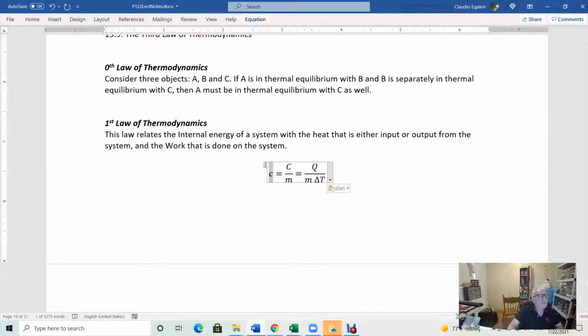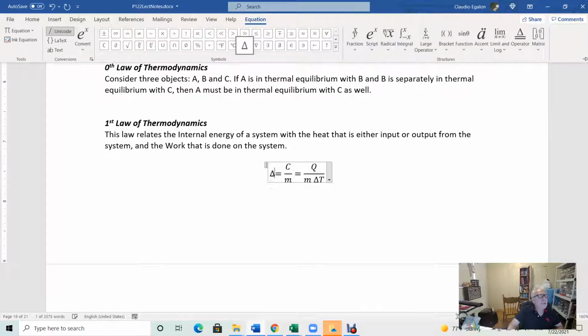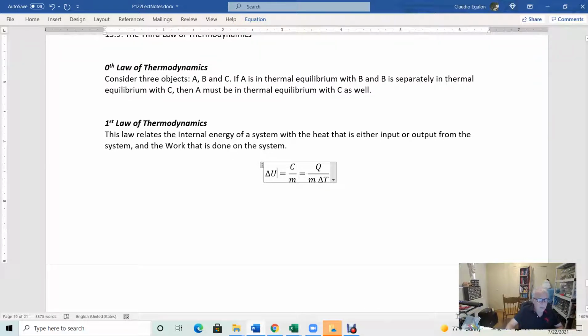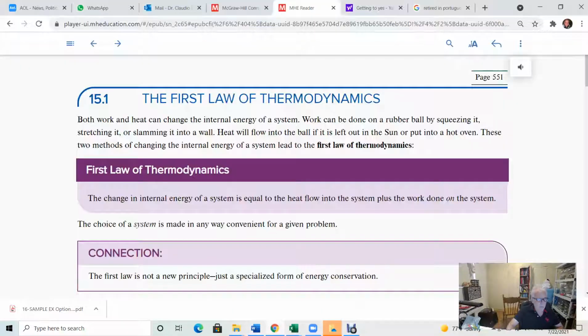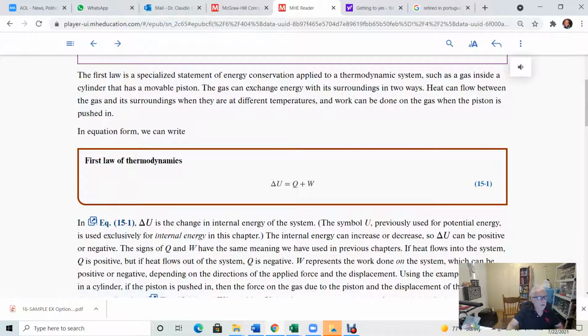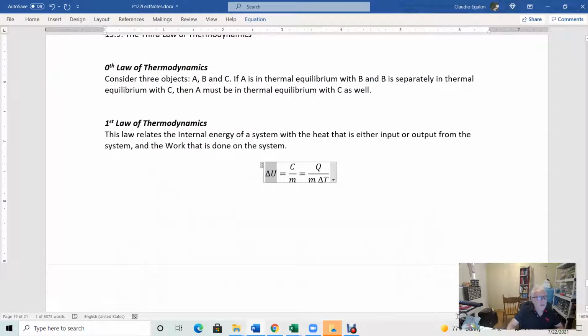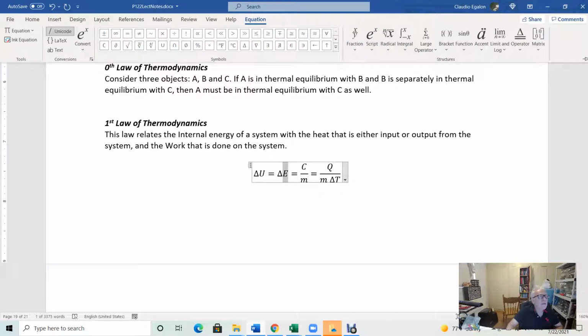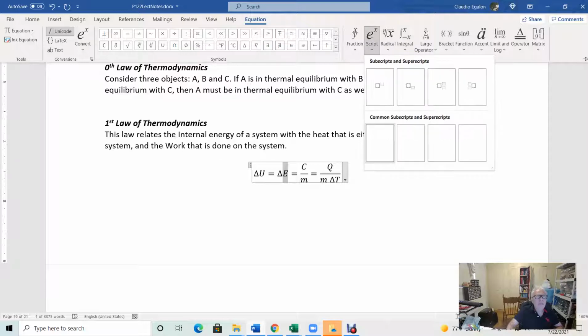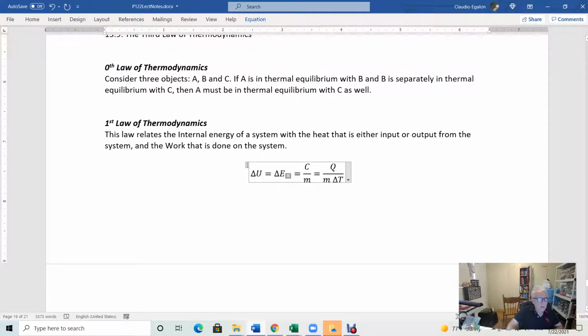The law is expressed in the following way. The change in internal energy. The book refers to the change in internal energy as delta U. Other books out there use a different notation and refer to the change in internal energy as delta E internal.